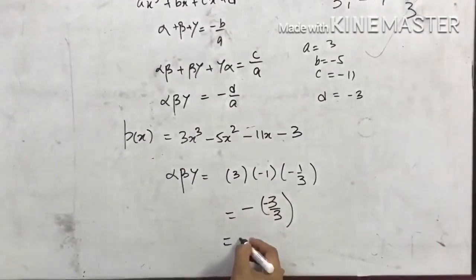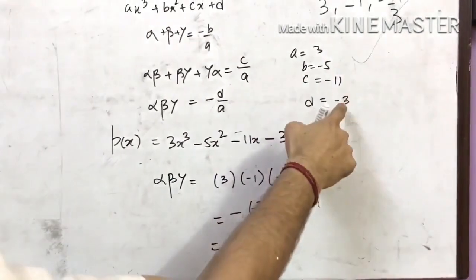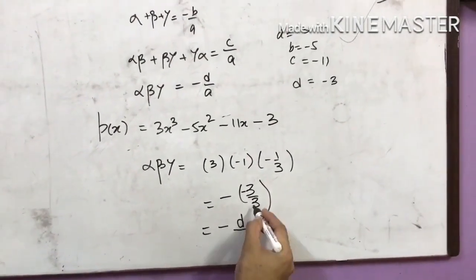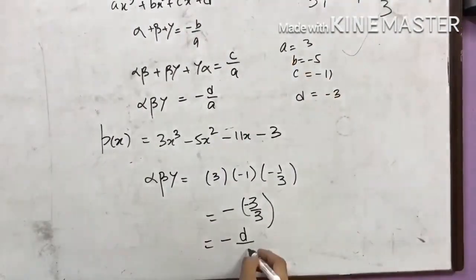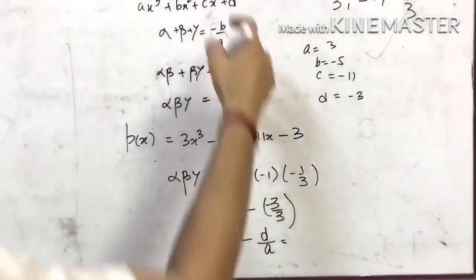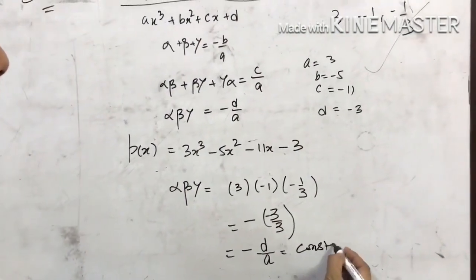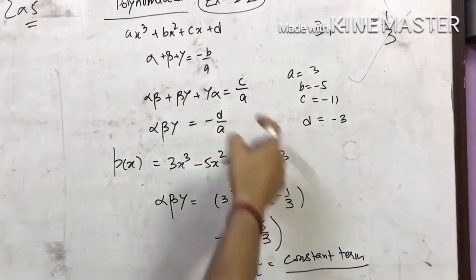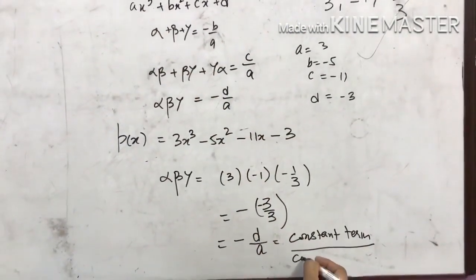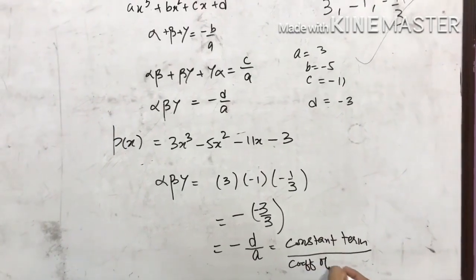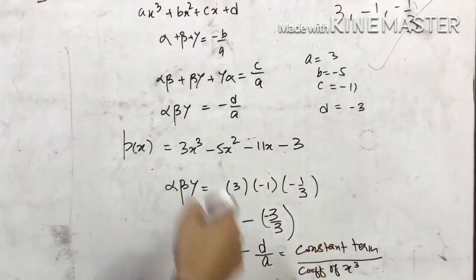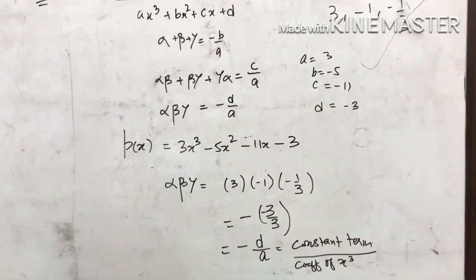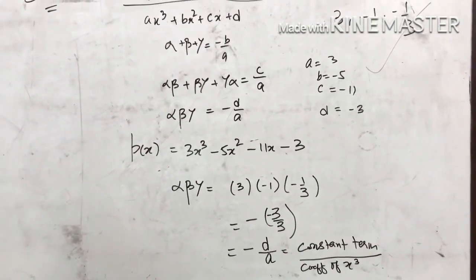So minus is okay. Minus 3 is what? Minus 3 is d. So in place of this minus 3 you can write d, and this is plus 3 is a. So you can write a. So what is d? That is the constant term. And what is a? Coefficient of x cube. So now you can see we have proved all the three formulas and verified them. So this is your example. Now we will start exercise number 2.2.